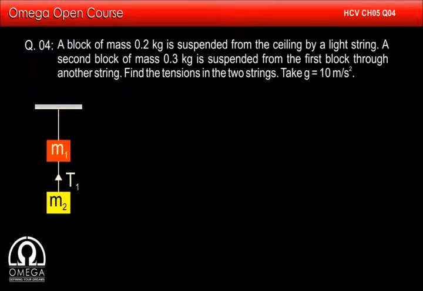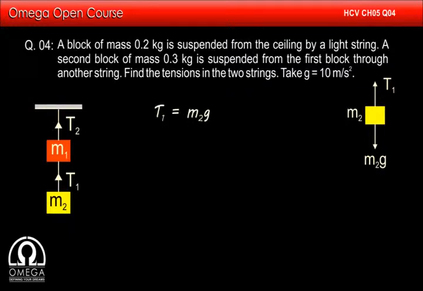Let the tension in lower string be T1 and the upper string be T2. Let us draw the free body diagram of the lower block. If we denote its mass by m2, then gravitational force of m2g will act on it in vertically downward direction. Tension T1 will pull the block upward. Since the block is at rest, net force on it must be 0. Therefore, T1 must be equal to m2g. Putting the values of m2 and g, we get T1 is equal to 0.3 into 10, that is 3 newtons.